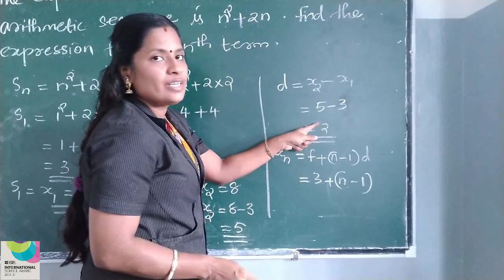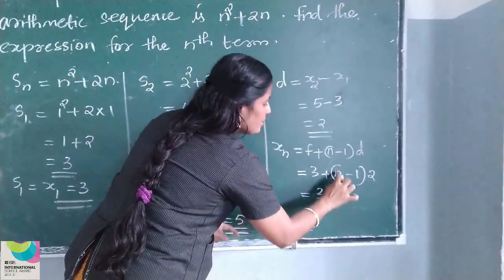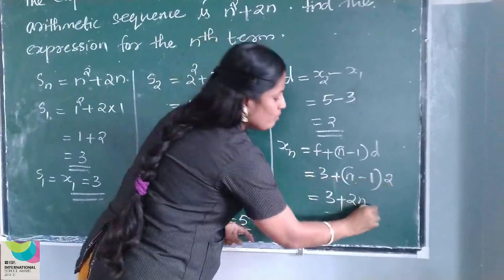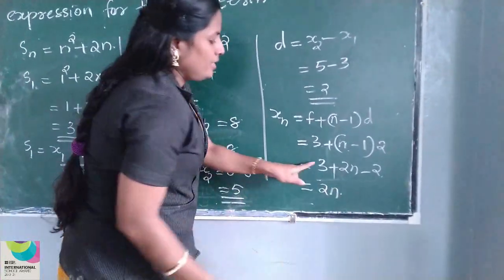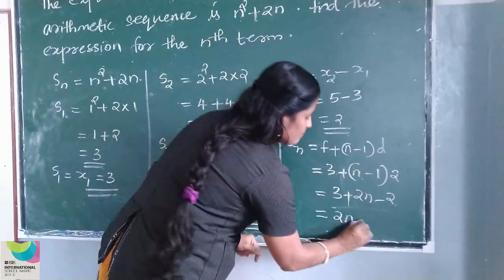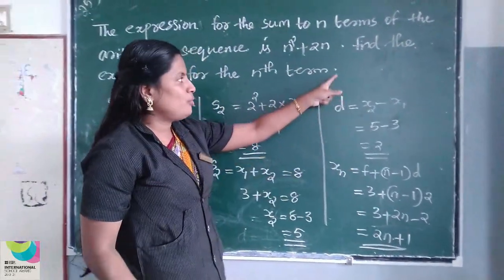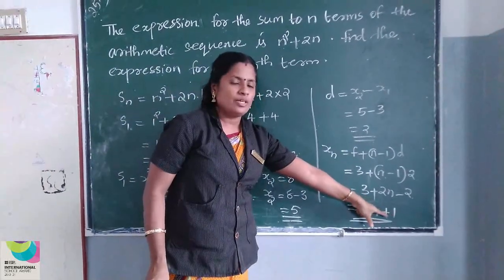What is the common difference? 2. Okay. 3 plus n into 2, 2n, minus 1 into 2, minus 2. So the answer is 2n, 3 minus 2, 1, 2n plus 1. The nth term of this arithmetic sequence is 2n plus 1.